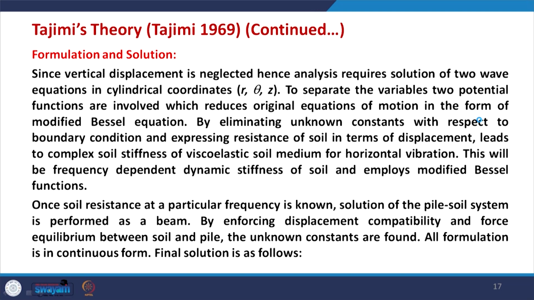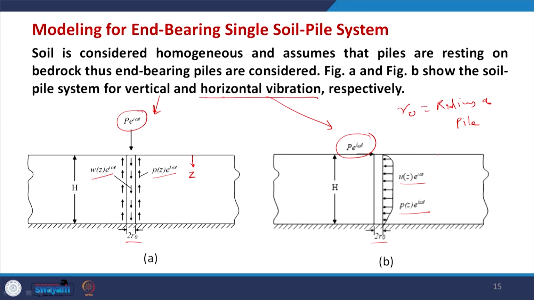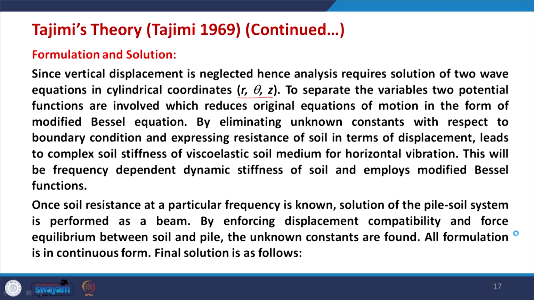Since vertical displacement is neglected, the analysis requires the solution of two wave equations in cylindrical coordinates. The cylindrical coordinates will be r, theta and z, where z is already shown in this figure. Z here also will be like this, and r will be along the plan when you draw it. So r and theta will be varying in cylindrical coordinates. So you have r, theta and z.